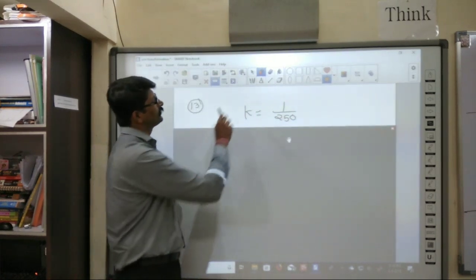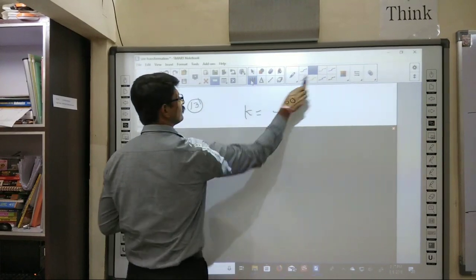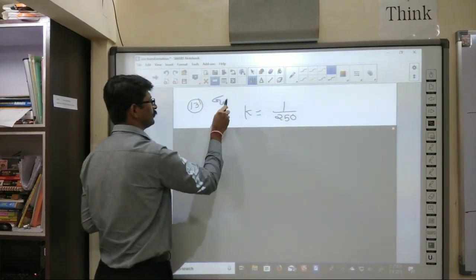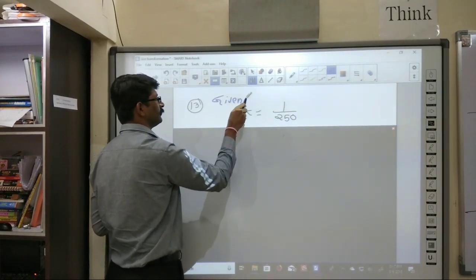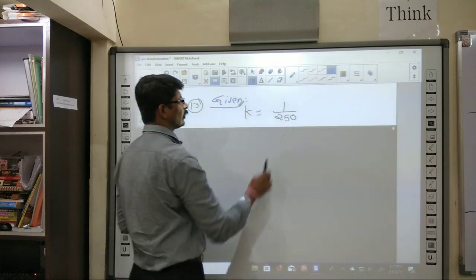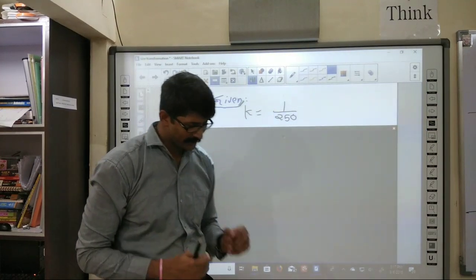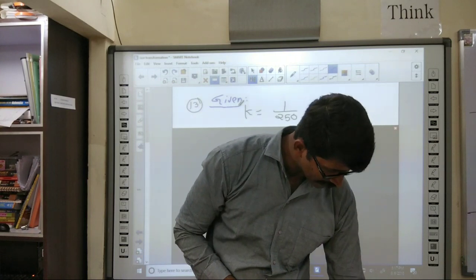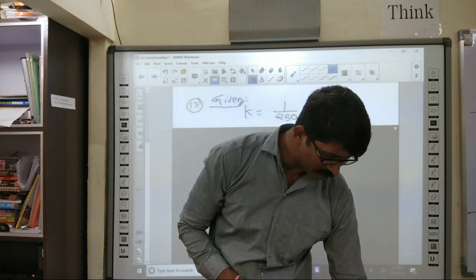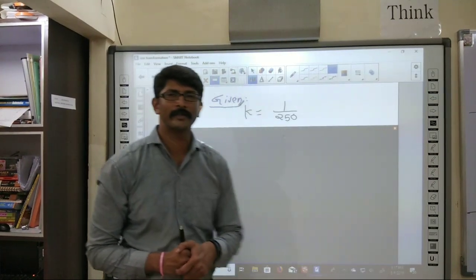So what is the given thing? Always students write it down, what is given. Given: K is equal to 1 upon 250. What's the next line? Calculate the length of the shape if the length of the model is 1.6 meter.